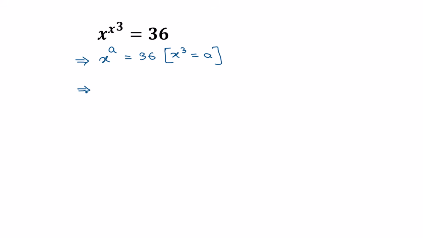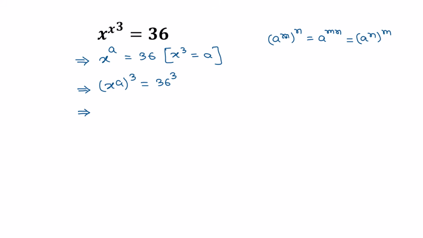Now taking cube to both sides, we can write x to the power a, this left side, and whole cube is equal to the right side, 36 cube. Now applying this exponential formula, a to the power m whole to the power n can be written as a to the power m times n, and again we can write this as a to the power n whole to the power m.